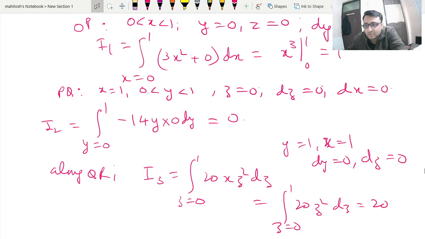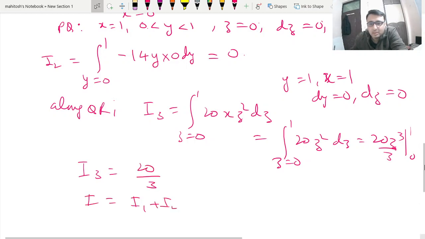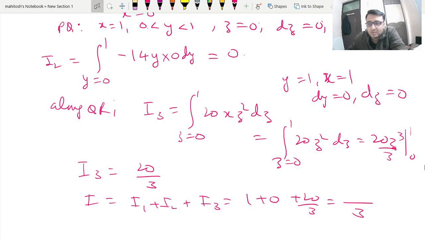So this is nothing but 20 z cube by 3. So this is 20 by 3. So I3 is 20 by 3. So summing up all the line integrals 1, 0, 20 by 3, this is your 3, 23 by 3. Now you can see answers are coming out to be different. In the first case it was 5. In the second case it is 23 by 3.